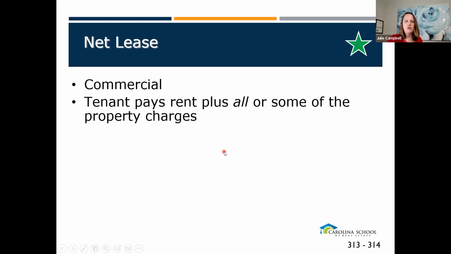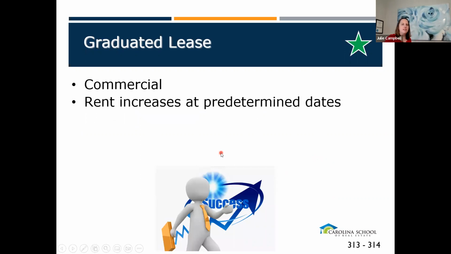Another lease we might see in commercial is the graduated lease. This is a long-term, multiple year lease, maybe 3 years, 5 years, 10 years. And rent is going to go up at a predetermined date. Rent is going to increase, it's going to graduate. So you're going to start low. Maybe next year your rent goes up a little bit. 3 years from now, it goes up a little bit. We've already decided when it's going up and how much.